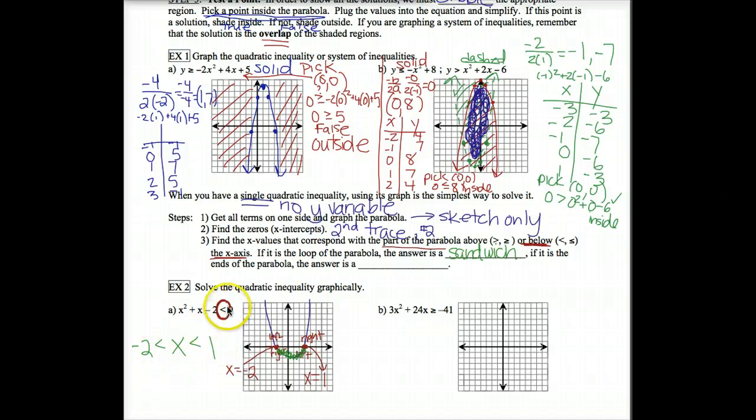Now the only thing that people sometimes forget here is that you have to make this symbol match these ones, not less than, greater than, but you have to make a match in the sense that if this has an equals, then these would. Since this doesn't, then these don't. But again, the part of the parabola that was less than 0 was this part here. Down below the axis, that's the loop. So that's the part that's between the zeros, so my answer is a sandwich. If it had been the ends of the parabola, so this part and this part, then the answer would be a disjunction, which is the ORs.